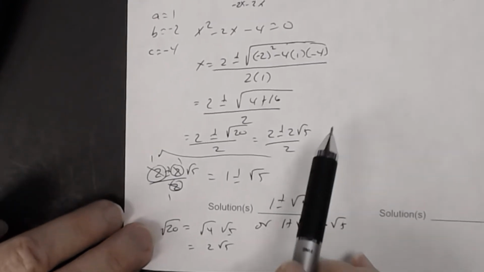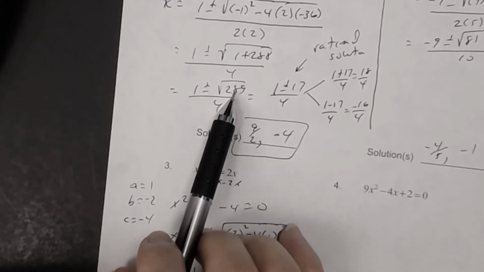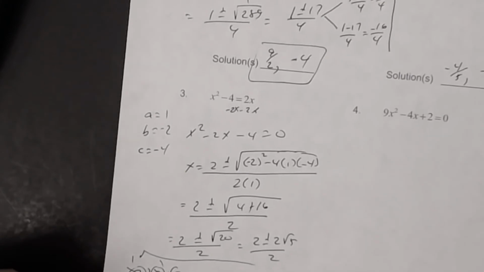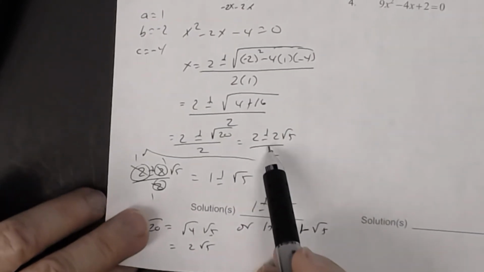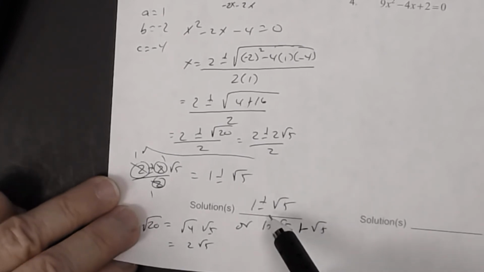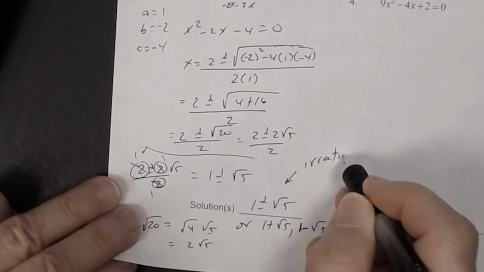Now remember, when we did this and the square root of 289, the radicand is a perfect square, you get rational solutions, right? Since 20 is not a perfect square, what kind of solutions are those? Those are irrational. So these are irrational solutions.